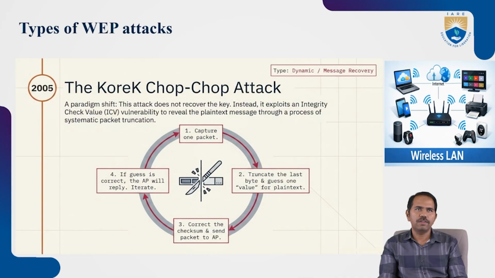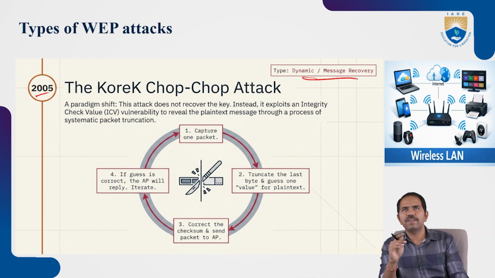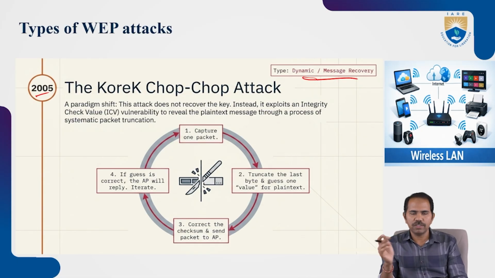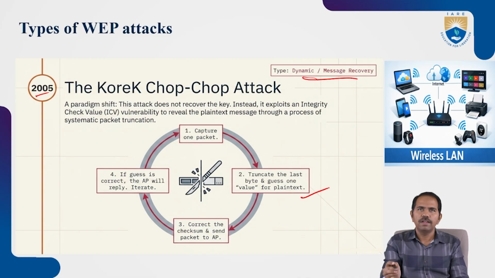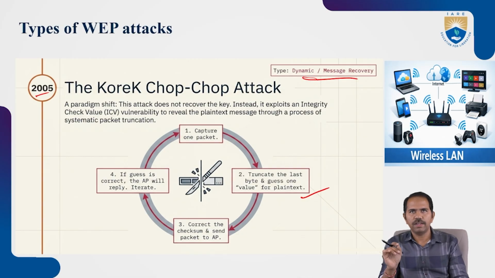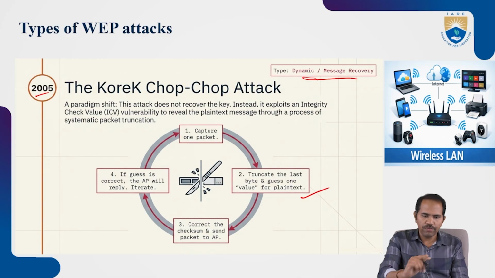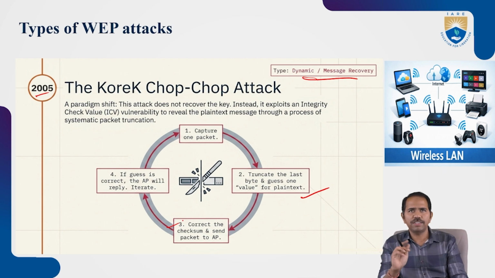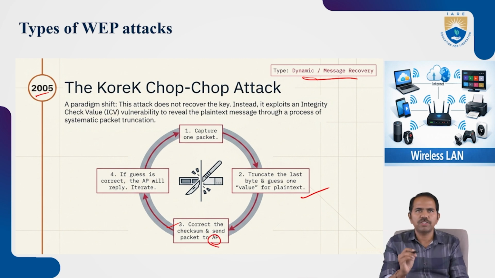The third type of attack happened in 2005, the KoreK chopchop attack. This is dynamic, and it comes under message recovery. At the first stage, capture one packet. At the second stage, truncate the last byte and guess one value for the plaintext. Third, correct the checksum and send the packet to the access point, AP.